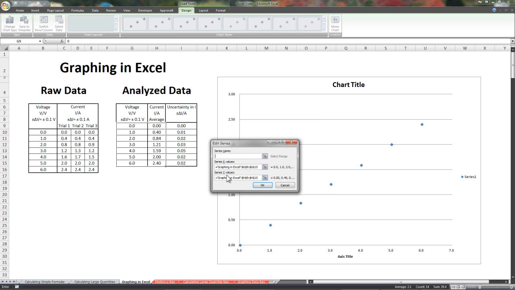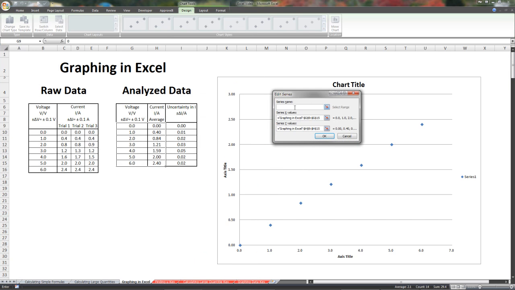So if I click Edit, this is what it brings up. And it asks me to name the series. And so once again, if this is for a parallel circuit or something that has a specific name, I can name it. But because I've only done one series, I don't really need to have a name.